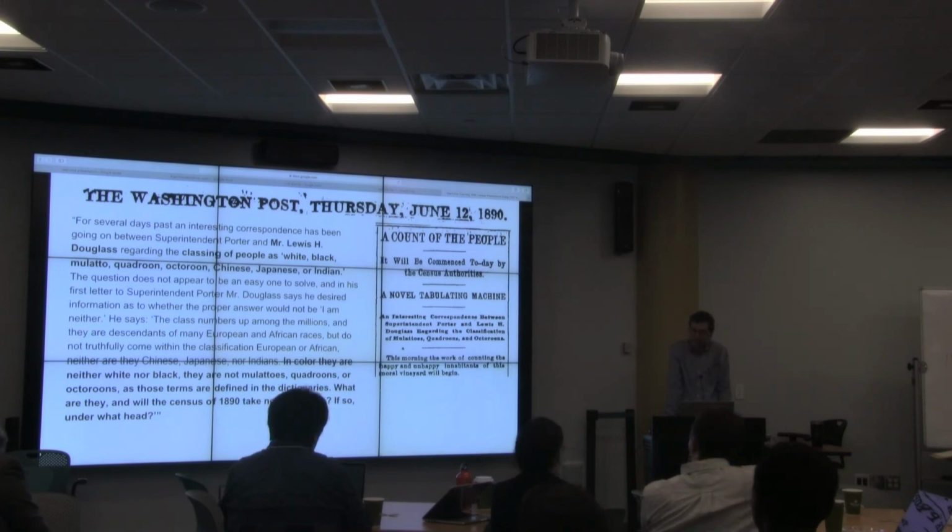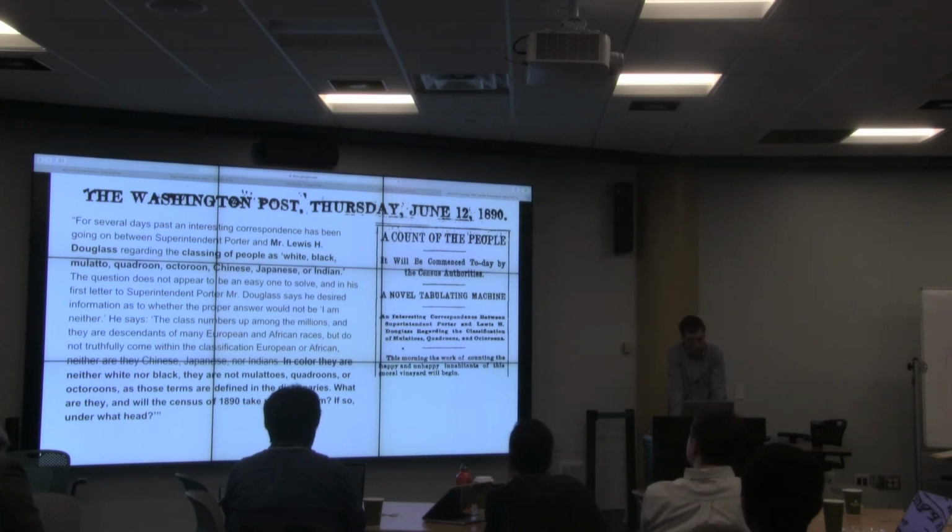But then there is this lengthy discussion of this debate, because it's raised by a Mr. Lewis H. Douglas, who is the son of Frederick Douglass, who was a newspaperman in Washington, D.C., and a politician and activist. And he basically asked this question: why are you counting us this way? This is not who we are, right? You've got these categories, and they don't match up with our own experience. In color, they are neither white nor black. They are not mulattoes, quadroons, or octoroons, as those terms are defined in the dictionaries. What are they, and will the census of 1890 take notice of them? If so, under what head?